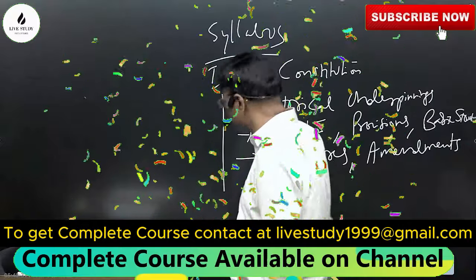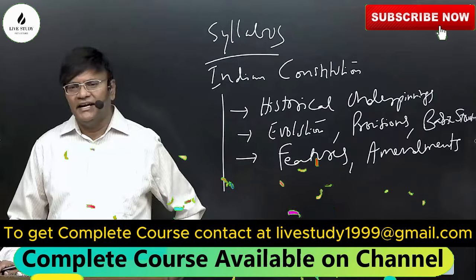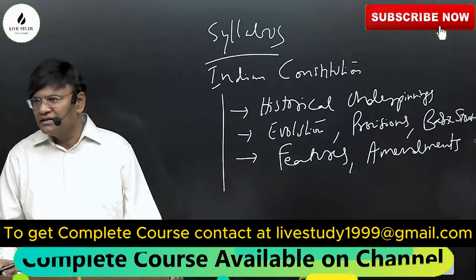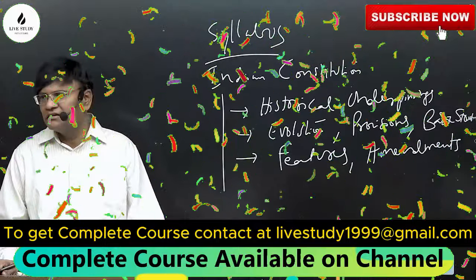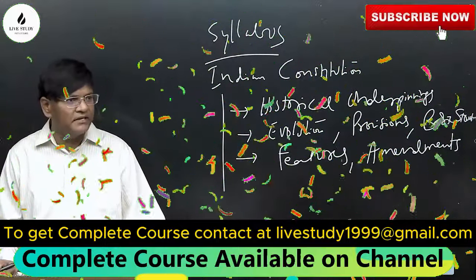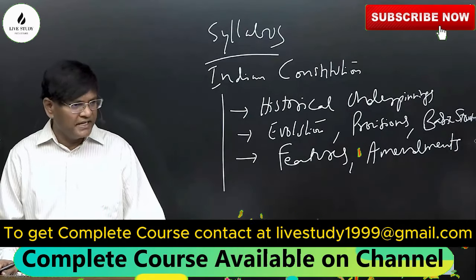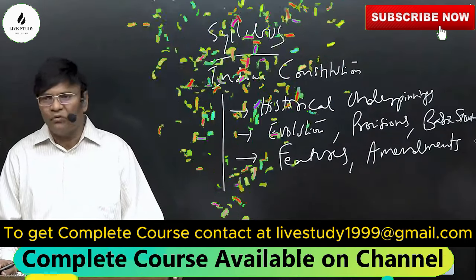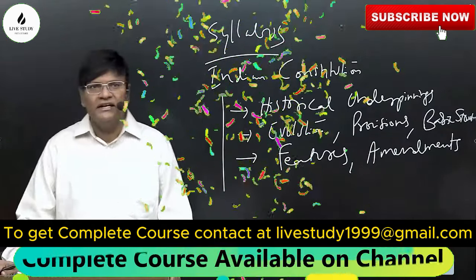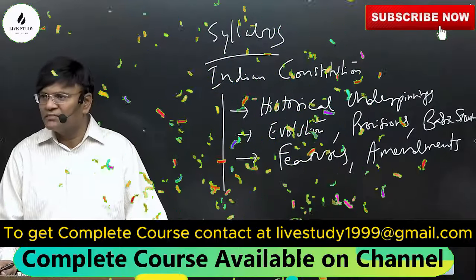So what is this chapter? It basically gives an introduction to our entire constitution. How our constitution has evolved over a period of 200 years, from the British rule, East India Company, till 26th November 1949, when we adopted our constitution. What are the changes? What are the processes that have taken place? Right? That is what we will talk about.